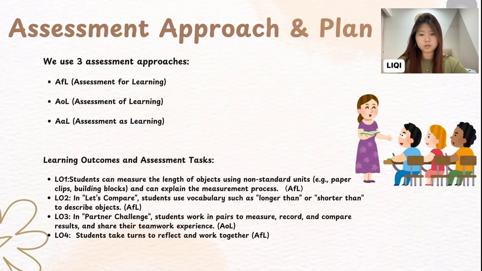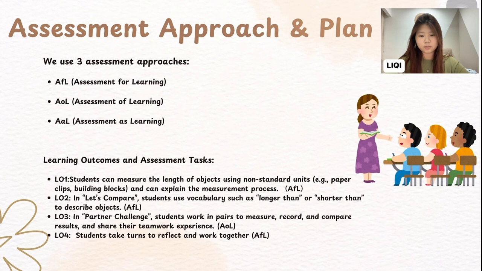I will talk about how our assessment tasks are useful and fair for each learning outcome. For LO1, students use paper clips or blocks to measure objects in Activity 1. This is useful because it checks if students can really measure things. It is fair because all students use the same tools and get the same questions. For LO2, students say words like longer or shorter in Activity 2. This task is useful because it helps students learn and use the right words to compare. It is fair because the teacher asks everyone the same way.